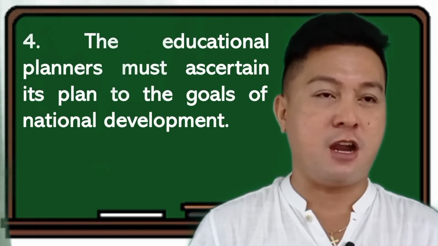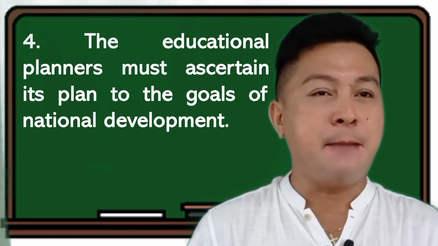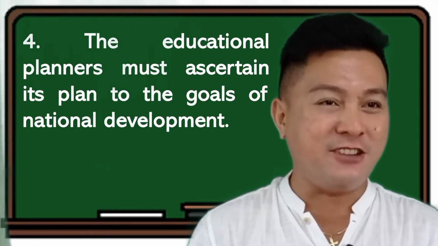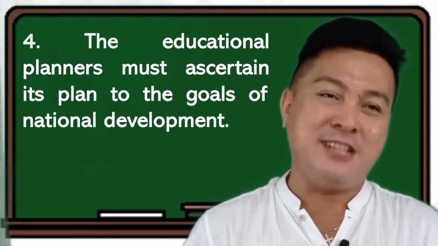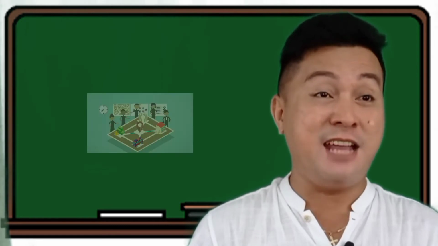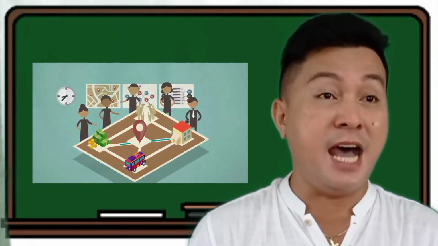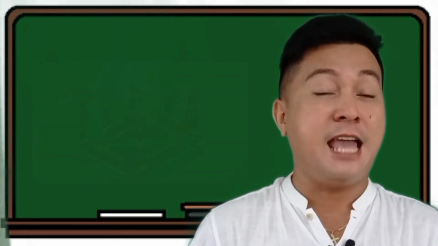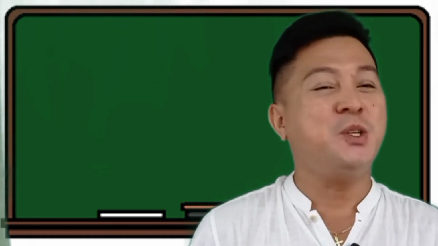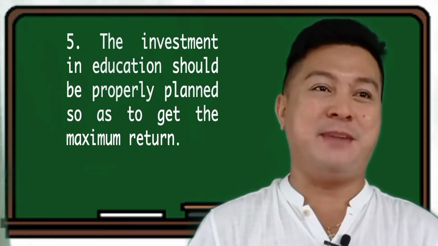The fourth feature: the educational planners must ascertain their plan's alignment to the goals of national development. I mentioned at the start of my discussion that education can be an agent for a nation's development. Thus, our educational planners must make sure that their plans are attuned to the goals of national development.